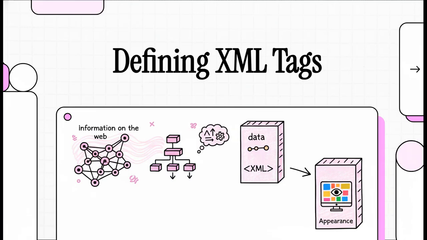Have you ever stopped to wonder how computers actually make sense of all the information on the web? I mean, it's not just about what we see on this screen, right? There's this hidden layer, a really simple but powerful idea about structure and meaning. And to really get it, we need to look at the difference between two fundamental languages of the web.